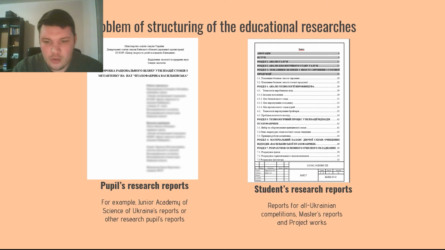For scientific researchers, we have different scientometric databases such as Scopus, which can collect and process data. For students and pupils, works such as reports of the Junior Academy of Science or other school reports, and for students, master reports or project reports, we don't have any mechanism to process this data. This data is just printed and evaluated. However, data from it is not processed and not structurized.